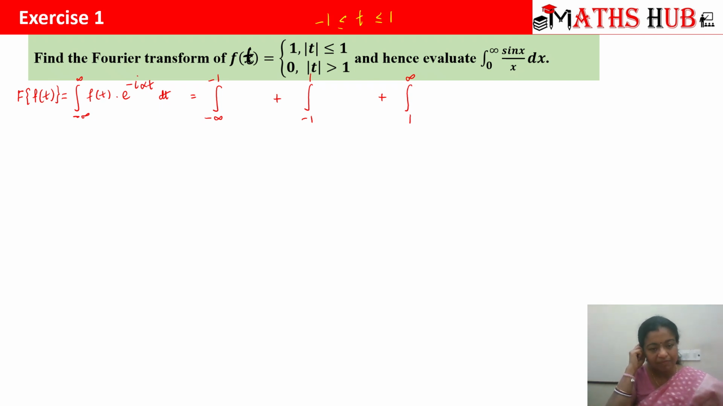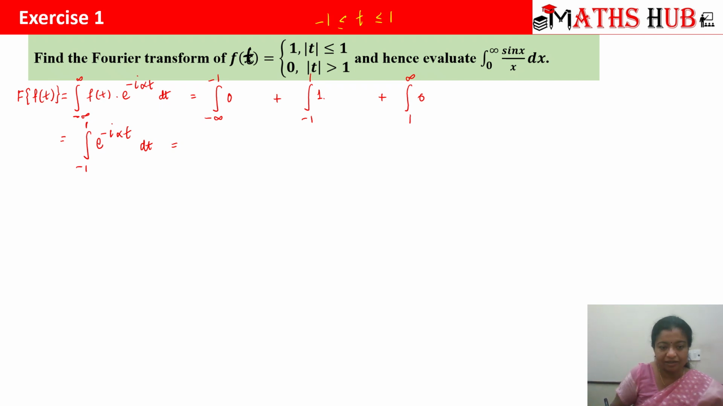Right? So what is happening when t is outside this interval, the function is taking value 0. So this part will be 0 and this part will be 0. So only in this interval the function is taking value 1. So this integral reduces to minus 1 to 1, where the function is 1, so we are only left with e to the power minus i alpha t. So when I integrate this, it will become e to the power minus i alpha t divided by minus i alpha, and then we put the limits as minus 1 and 1.